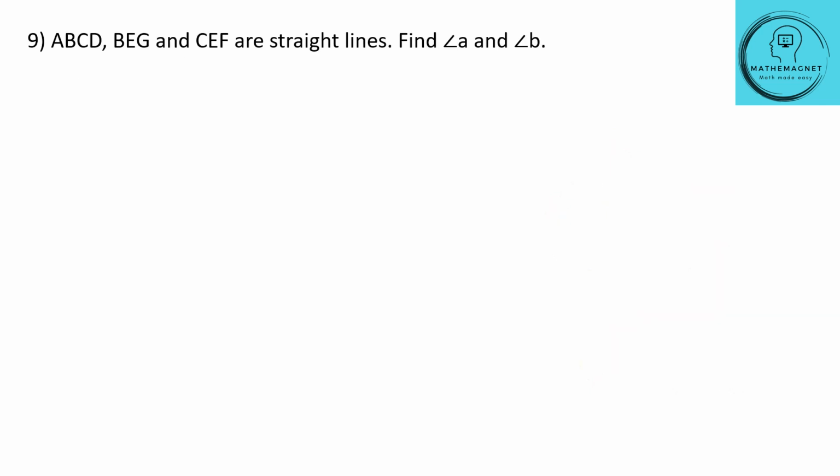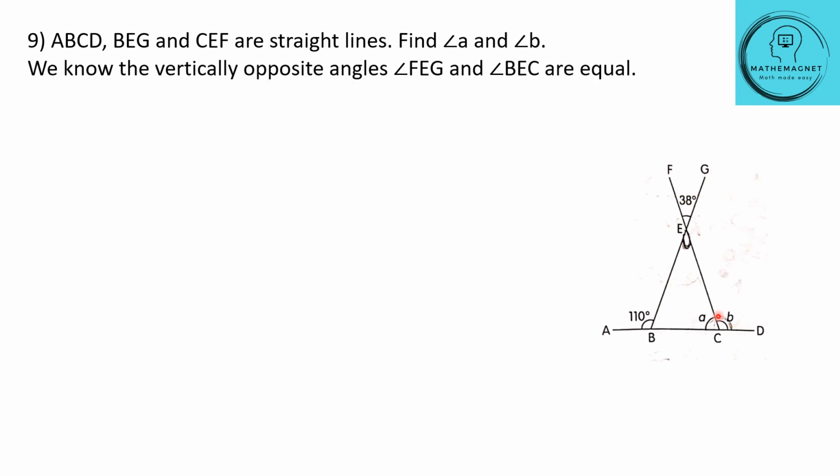Question number 9. ABCD, BEG and CEF are straight lines. Find angle A and angle B. So here we need to find these two unknown angles. So we know the vertically opposite angles FEG will be equal to angle BEC. Now we know this angle. So let us first focus on solving this triangle EBC. Now we know one angle, we need to find angle A.